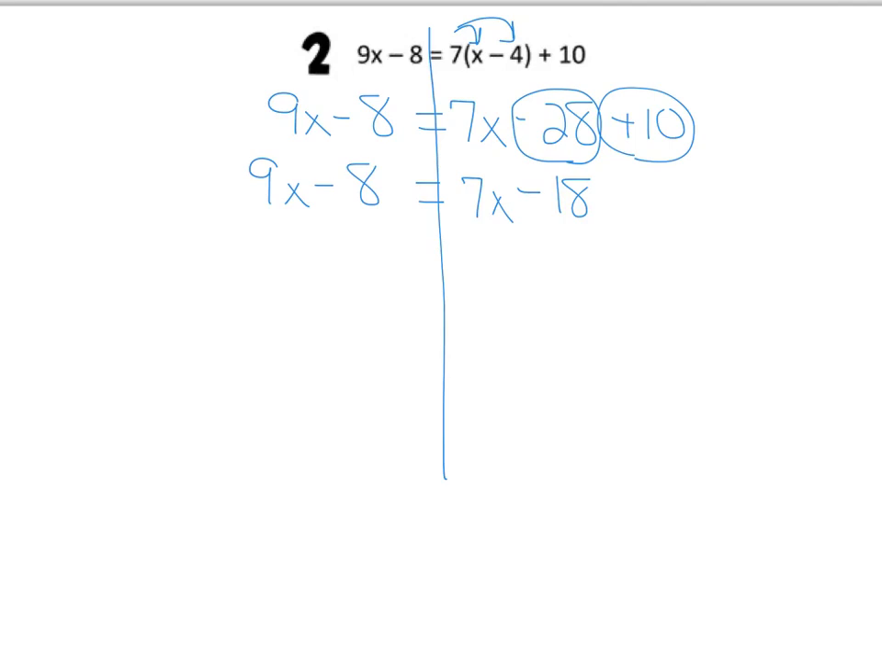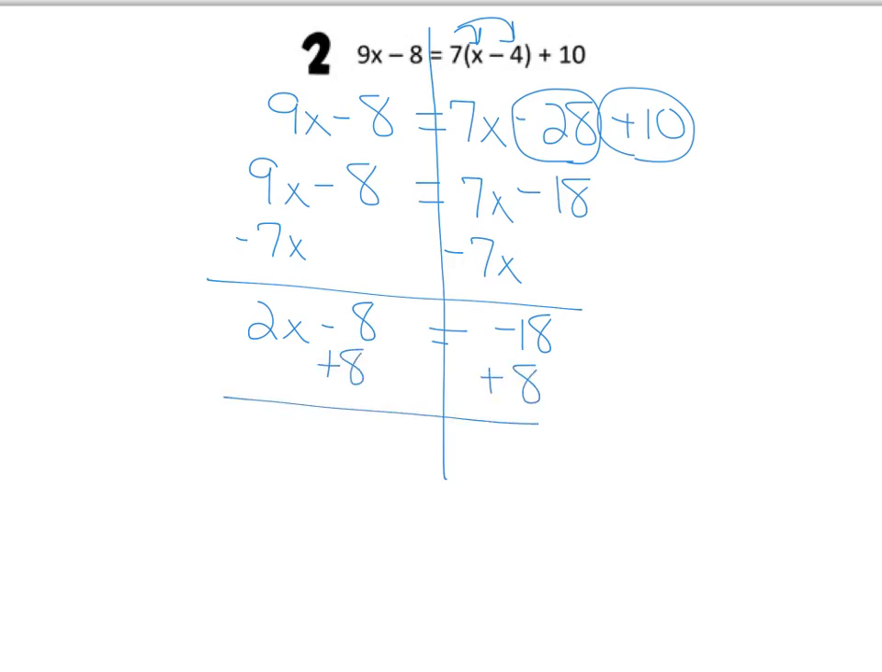Those are two different things. So that's a hint about what's about to happen. 7x is smaller, so I'm going to subtract 7x from both sides. 2x minus 8 equals negative 18. It's a two-step equation. I'm going to be able to solve this, right? I'm going to add 8 to both sides. 2x equals negative 10. Divide both sides by 2, and x is negative 5.